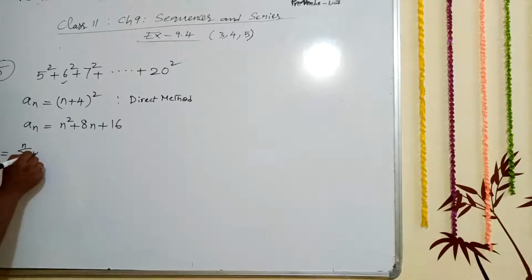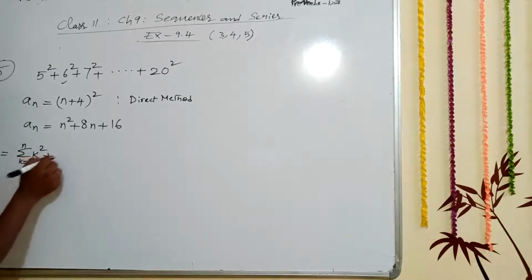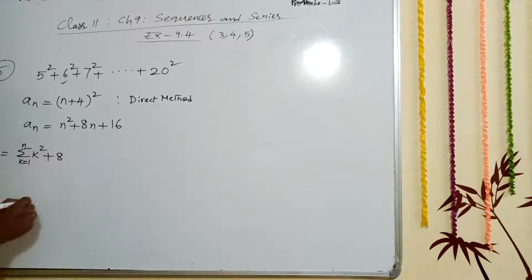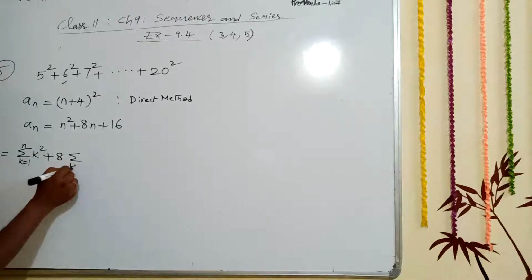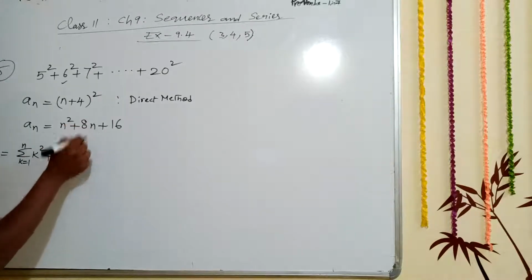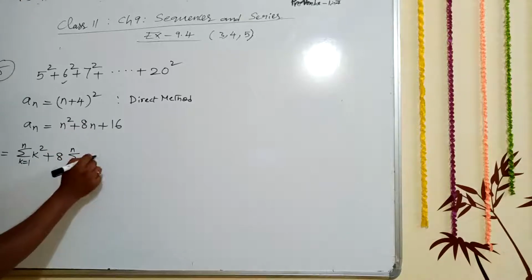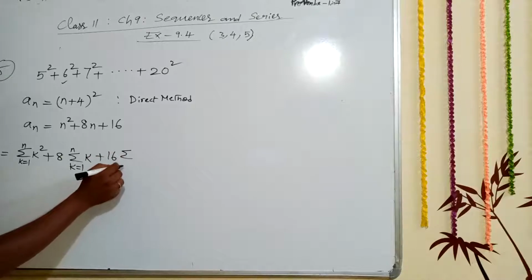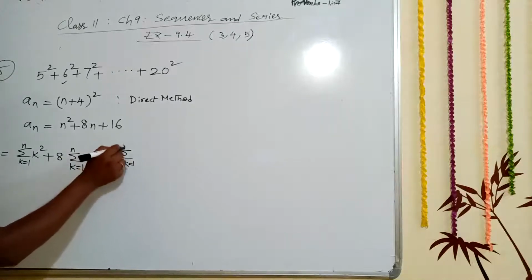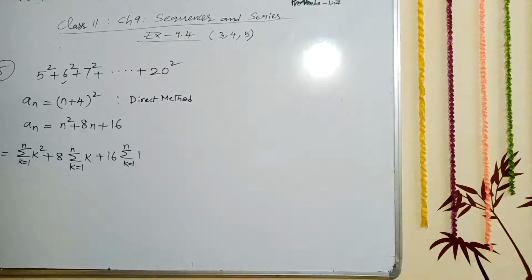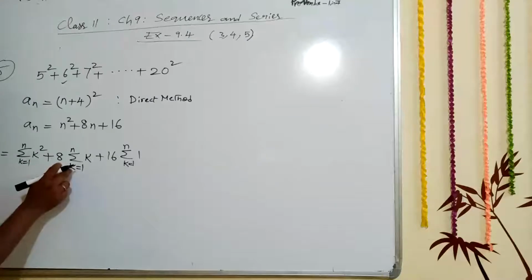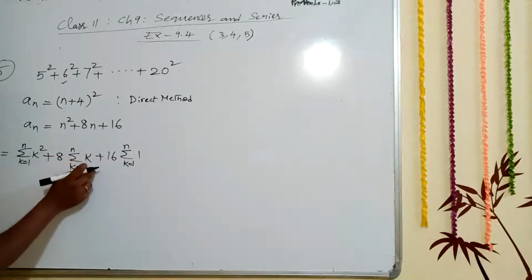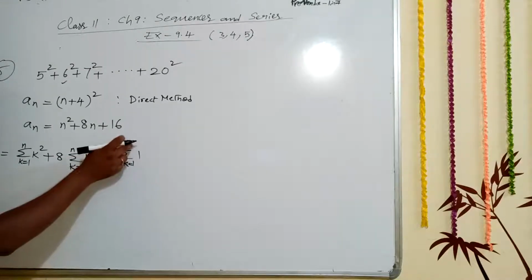This n² we can write as k², plus 8, which is a constant, times sigma k from 1 to n of k, plus 16, which is a constant, times sigma k from 1 to n of 1. So now you know the formula of sigma k² from 1 to n, the formula of sigma k, and the formula of sigma 1.